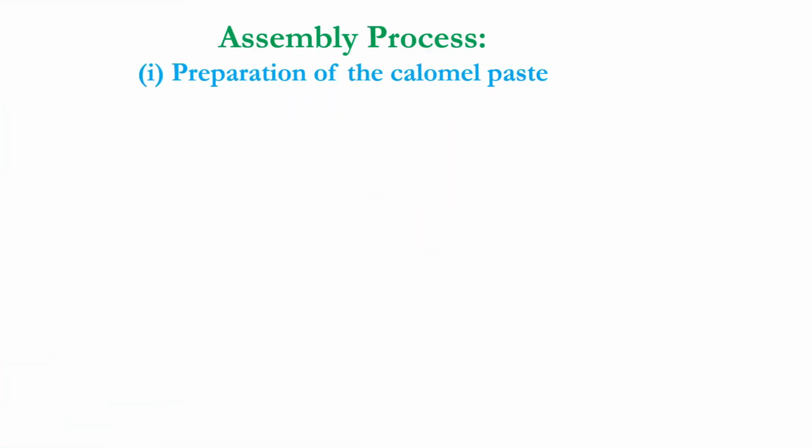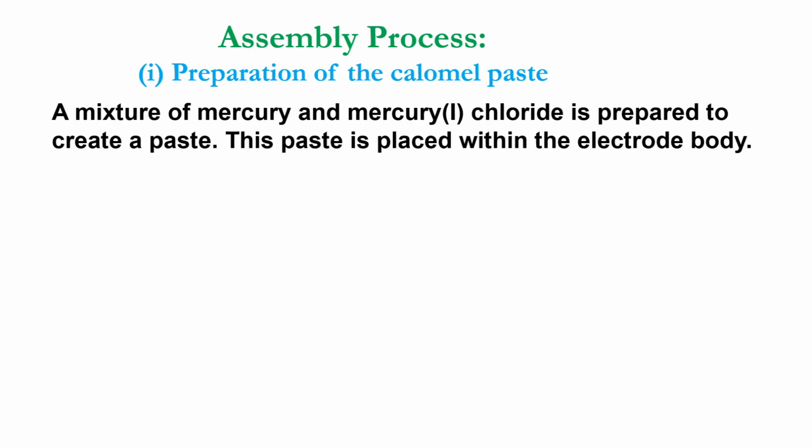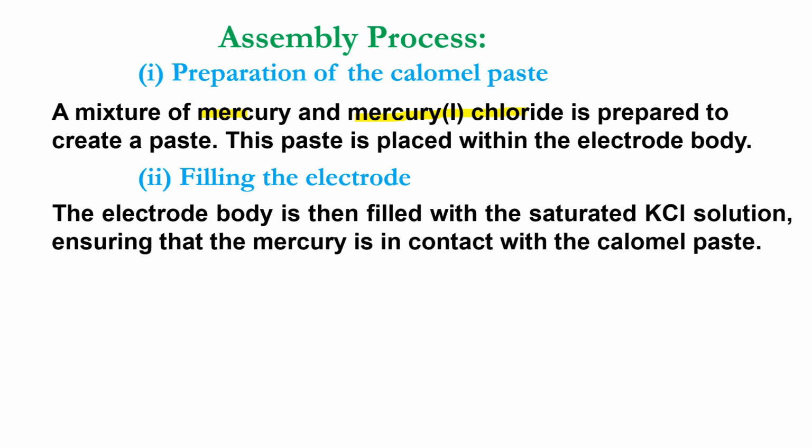Assembly process. Preparation of calomel paste. A mixture of mercury and mercurous chloride is prepared to create a paste. This paste is placed within the electrode body, filling the electrode. The electrode body is then filled with saturated potassium chloride solution, ensuring that the mercury is in contact with the calomel paste.